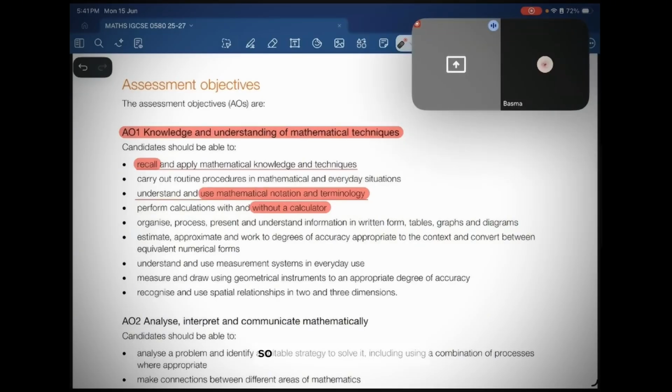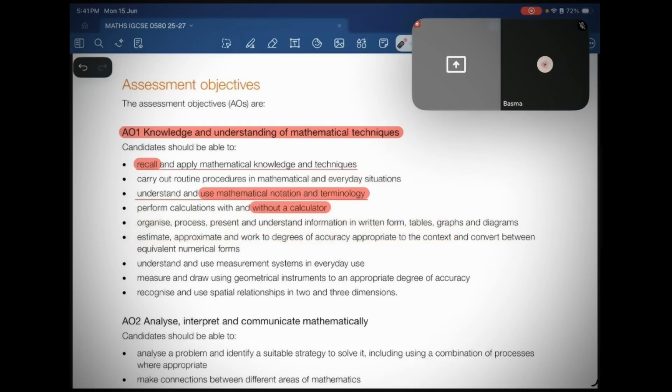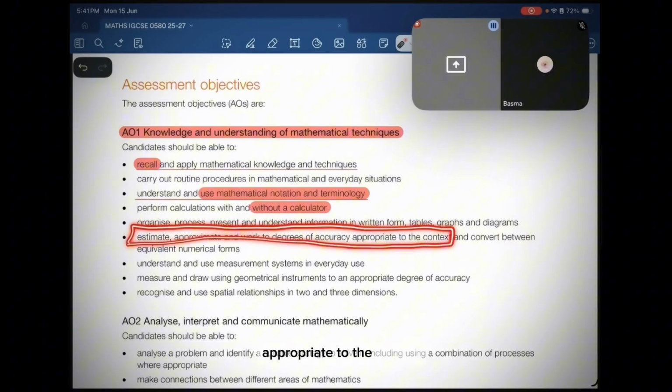Okay. So look at this one. Estimate, approximate, and work to degrees of accuracy appropriate to the context and convert between equivalent numerical form. Okay, now this is extremely important. Bisma, any idea what this means, up to this point? Yes, Bisma. Any idea what this means? Appropriate to the context?